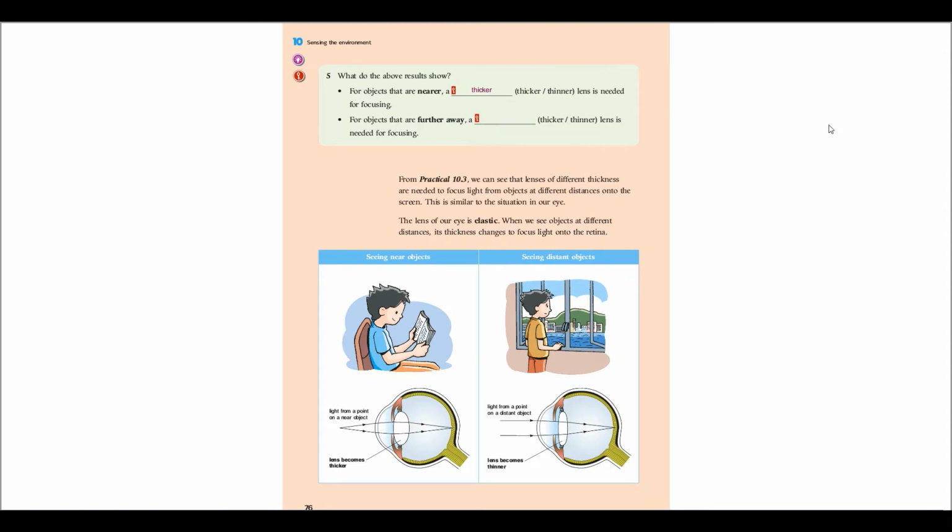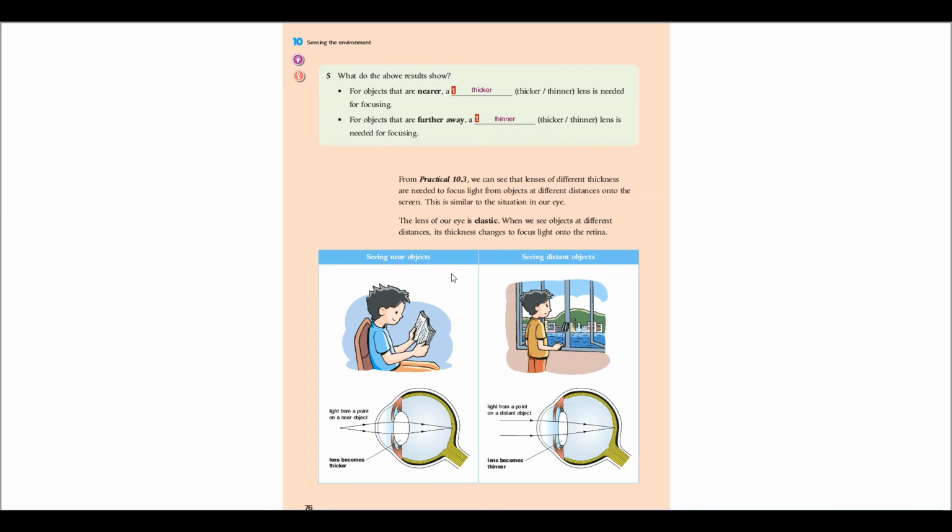This is exactly how this practical works. If the objects are further away, that means distant objects, you should use a thinner lens for focusing. So this is how the lens can change its shape, or in more accurate terms, change its thickness, alright, for focusing different objects. And this picture just concludes what was just mentioned.